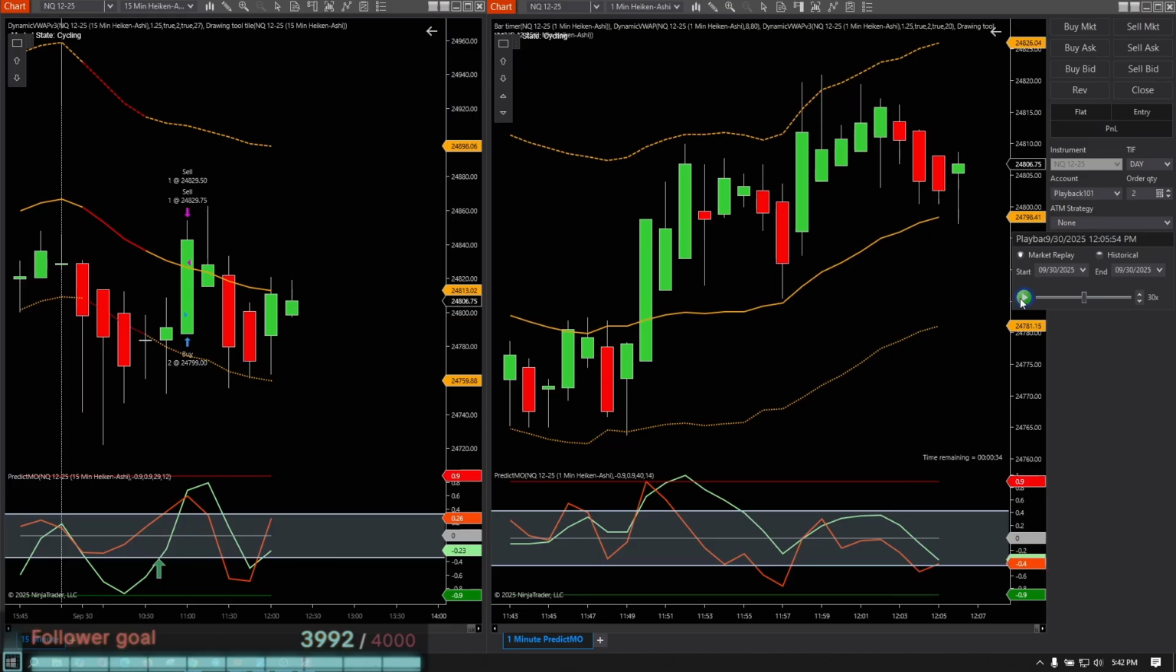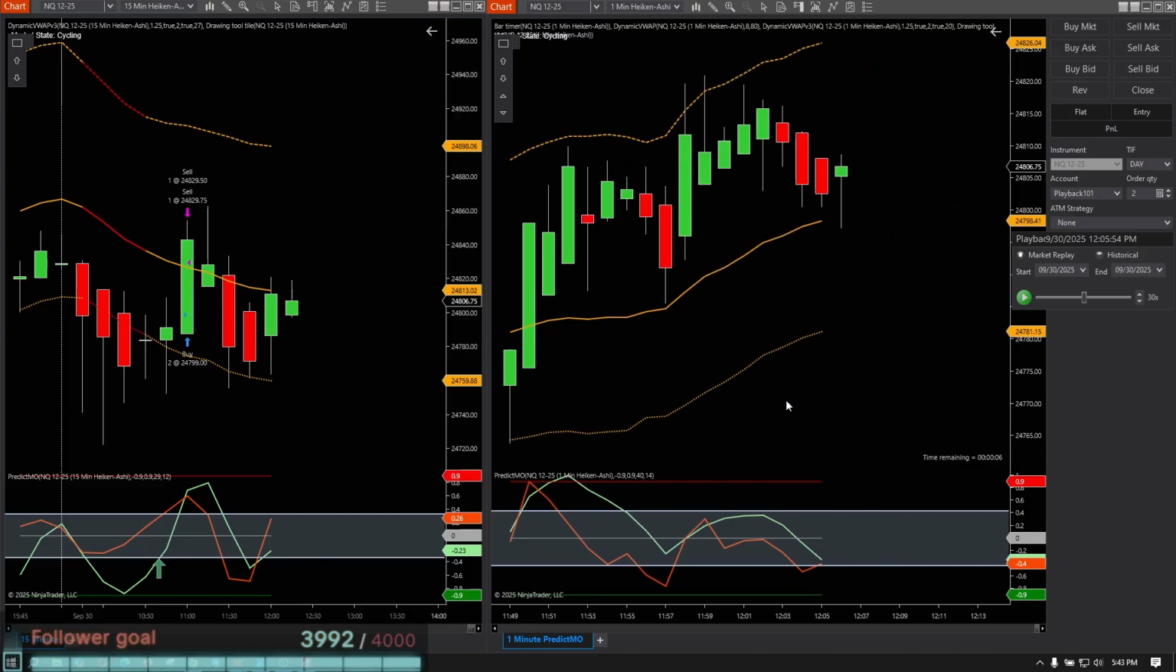So let me just pause it for a quick second right here. So right here, if you notice, okay, you got the predictor going up. You had a kink to the upside right here at the inflection point. Okay, could this be a potential entry to an upside trade? Okay, and if you're going to find that, you're going to have to find it right here.